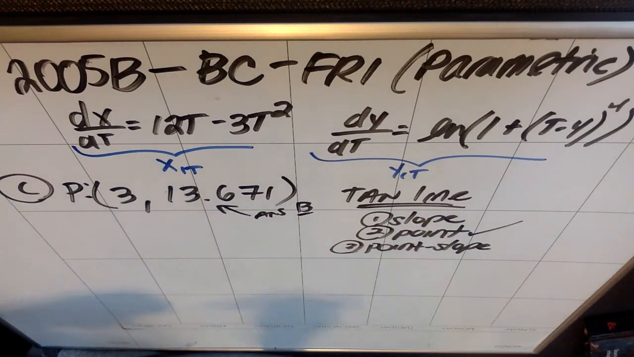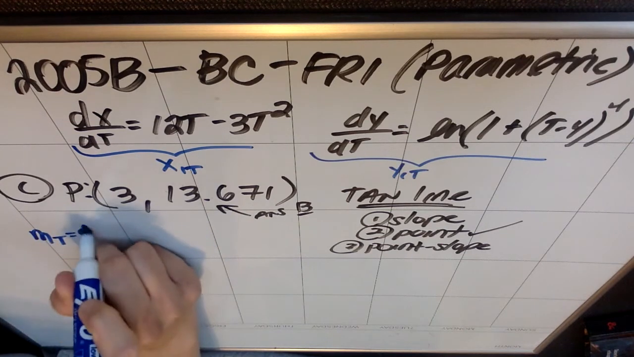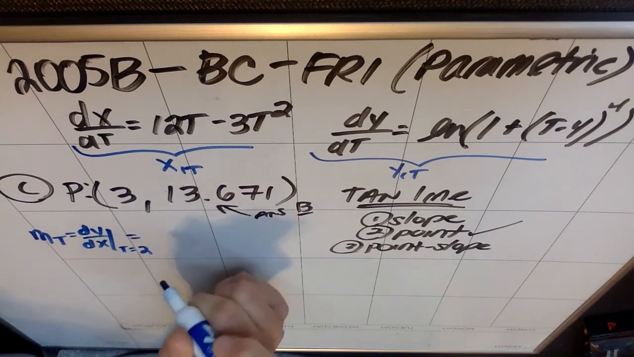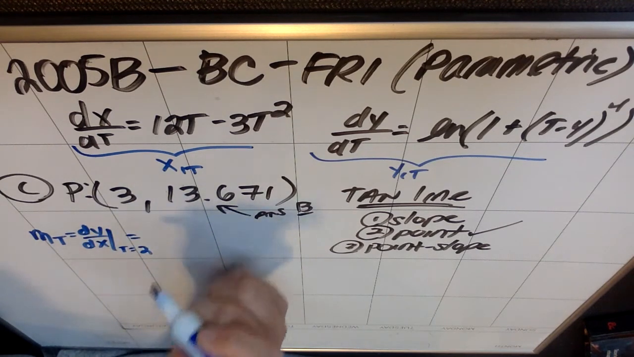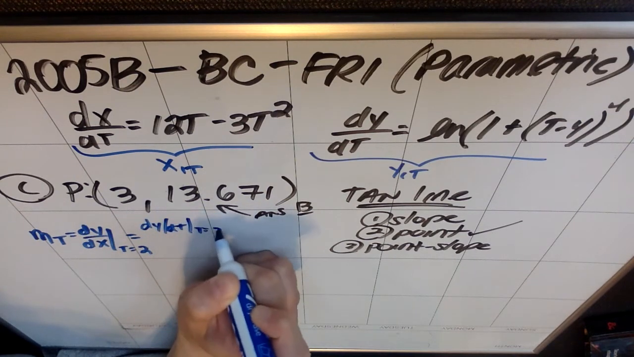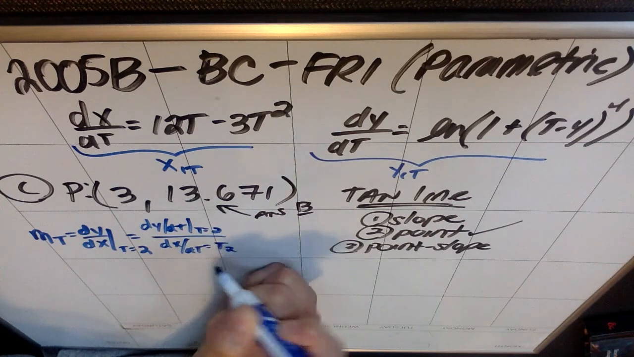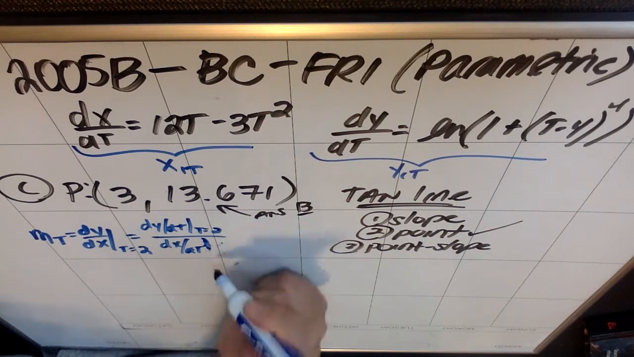Cool. I need the slope. So if I can find my slope, which I'm going to call m_t, it should be dy/dx evaluated when t is 2, which essentially just means that I'm evaluating my dx/dt at 2 and my dy/dt at 2. So dy/dt evaluated at 2 on top of my dx/dt evaluated at 2. That was a hot mess. Take it back. All right, t equals 2.